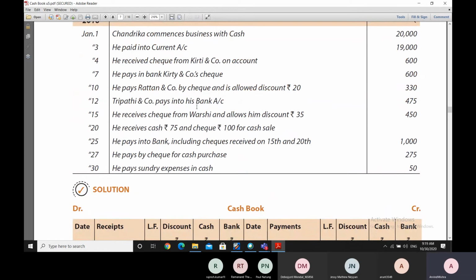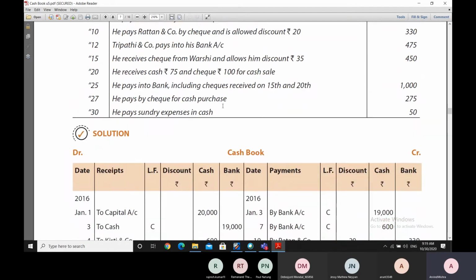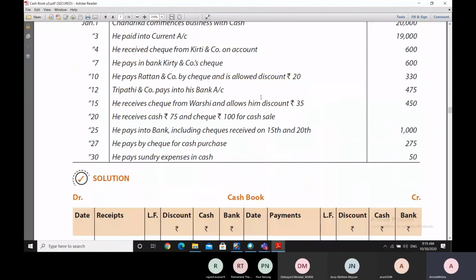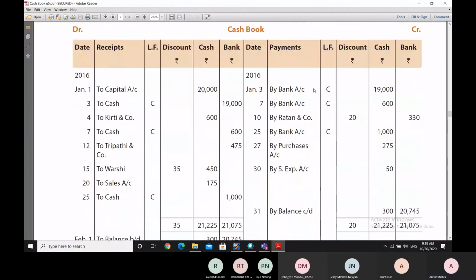Now Tripathi and Company pays into the bank account of Chandrika. So Tripathi and Company has made a payment of 475 rupees into the bank account of Chandrika. So we write this in the bank column as check received. Since it is being received directly into the bank and not by Chandrika directly, it will not be treated as a cash receipt initially. It will be straight away entered into the bank column, and the Tripathi and Company account will be credited and the cash book is being debited here.